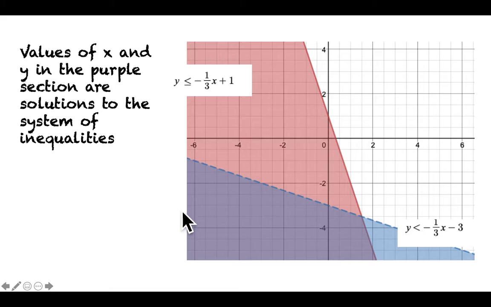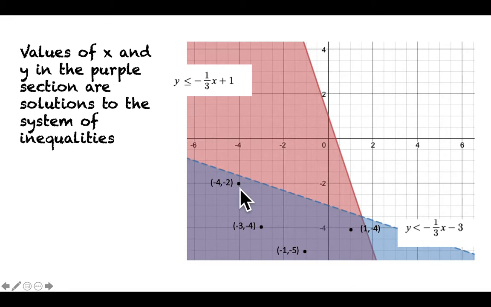It's the same thing. But notice that all of the values in this portion of the graph that look purple are all values of x and y that are solutions to the system of inequalities. So for every x and y coordinate in this purple area, that's a solution to the inequality. Here are a few that we can identify simply by reading them off the graph.